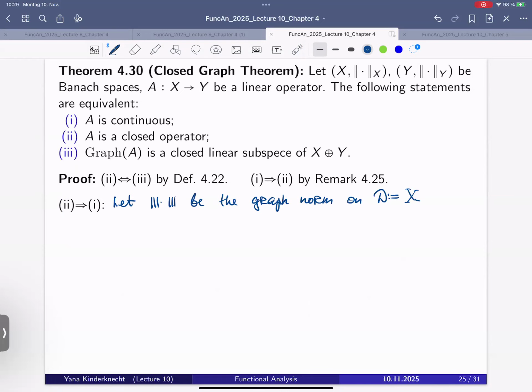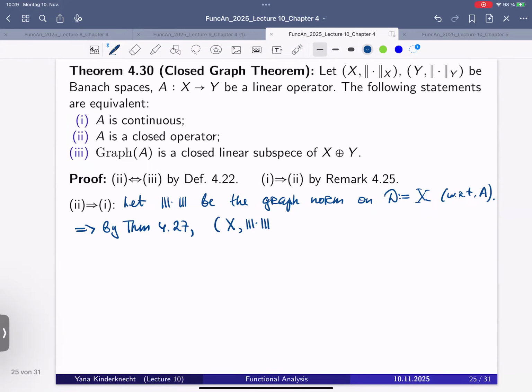So, the graph norm with respect to our operator A. Then what do we have? We have just shown by theorem 427 that if we consider the graph norm, then the domain of definition of the operator A endowed with the graph norm constructed with respect to this operator A is a Banach space.